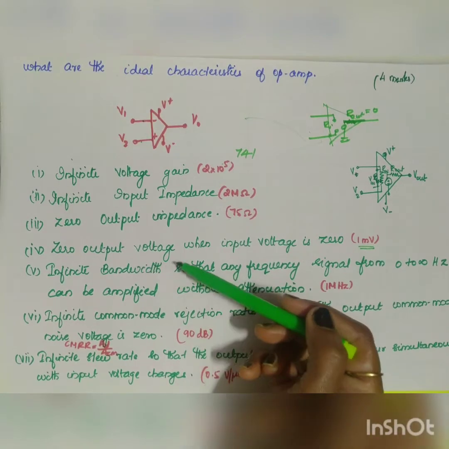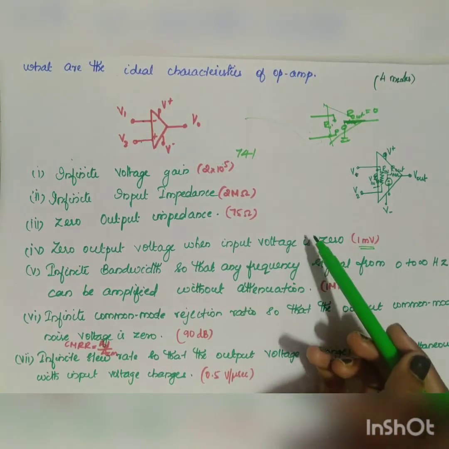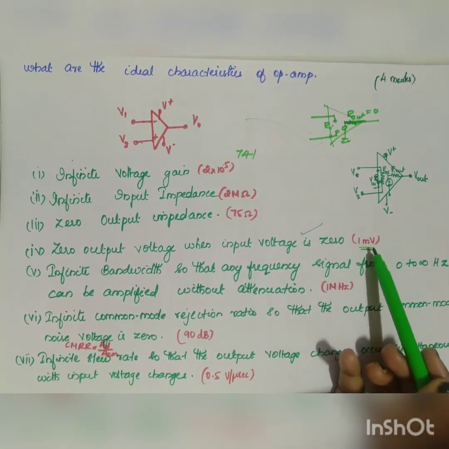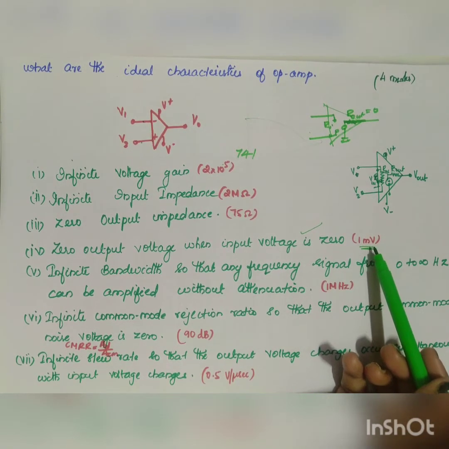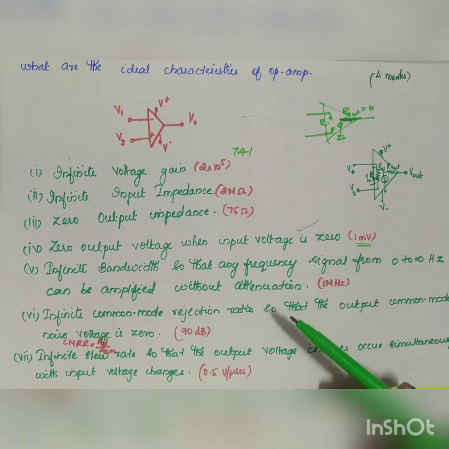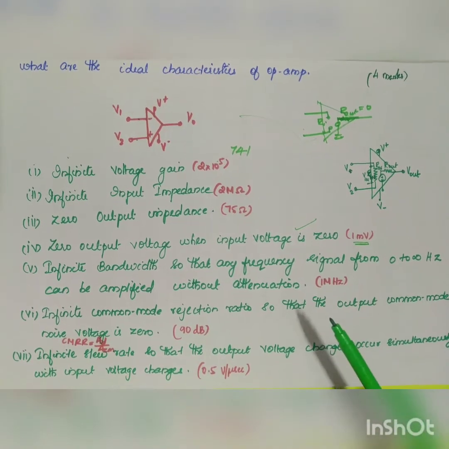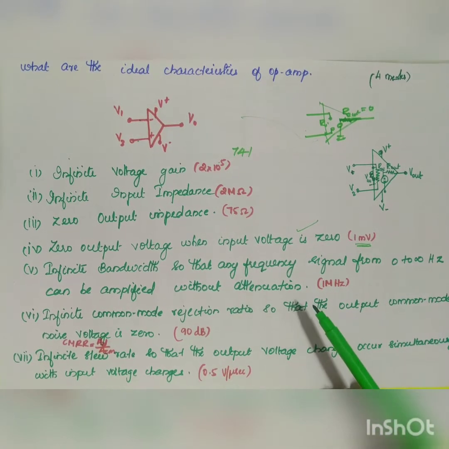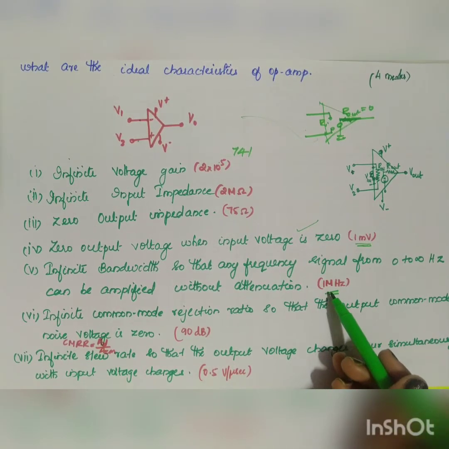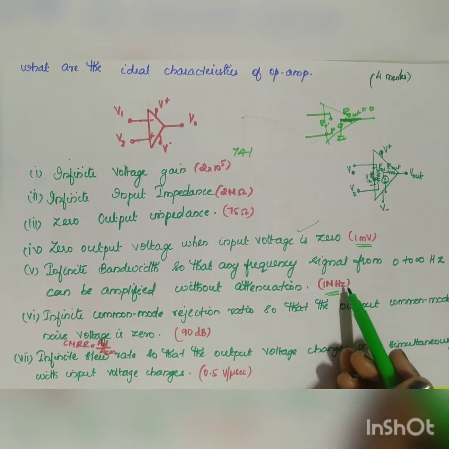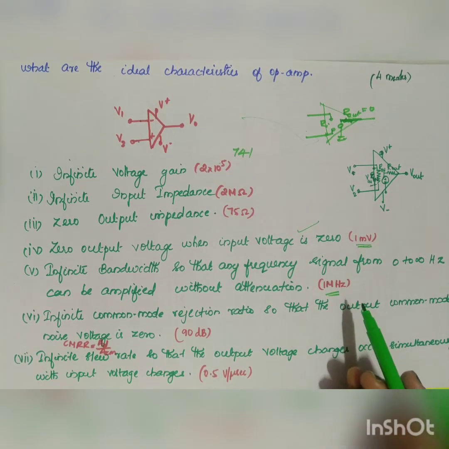Okay, so zero output voltage when the input voltage is 0, that is your ideal case. Practically there will be a small millivolt range voltage present in the output, which is in the range of 1 millivolt. Next one is your bandwidth, infinite bandwidth in the case of ideal characteristics, whereas practically it is in the range of megahertz. So for 741 it is in the range of 1 megahertz.